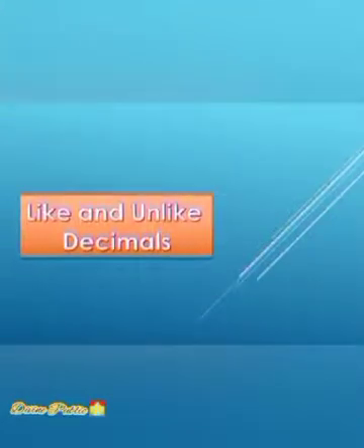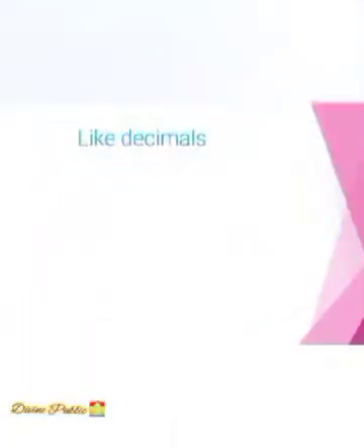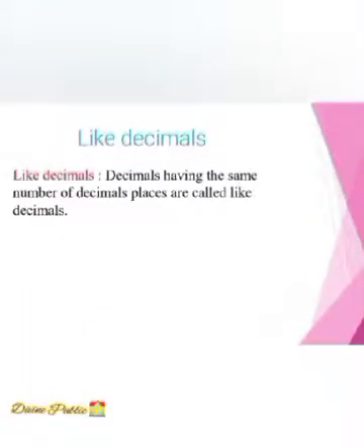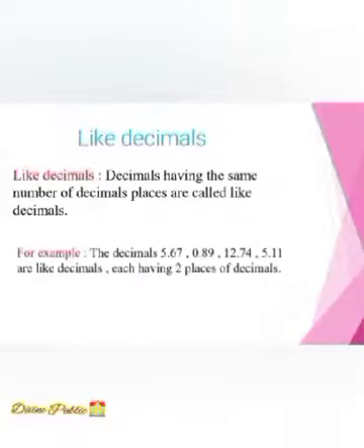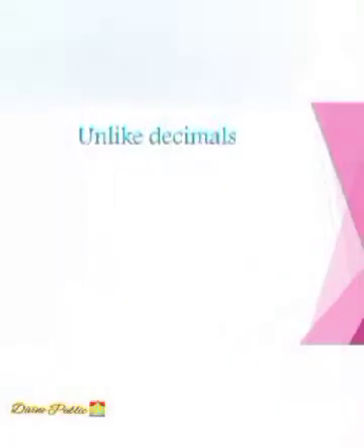Like and unlike decimals. Like decimals: decimals having the same number of decimal places are called like decimals. For example, the decimals 5.67, 0.89, 12.74 and 5.11 are like decimals because each has two places of decimals.